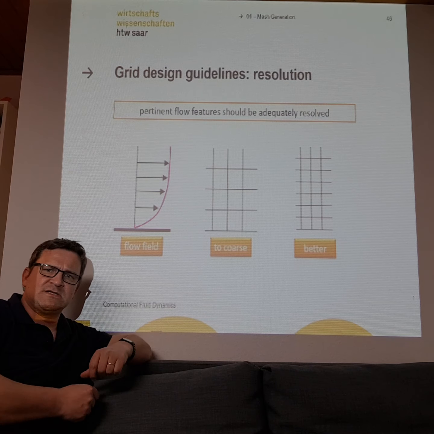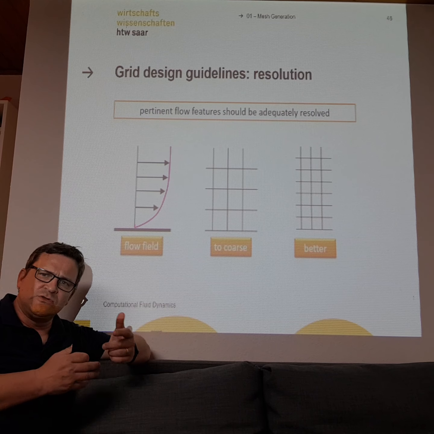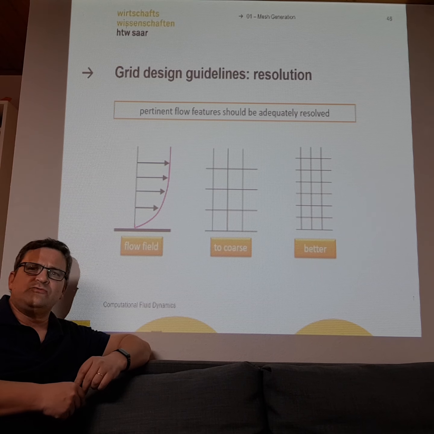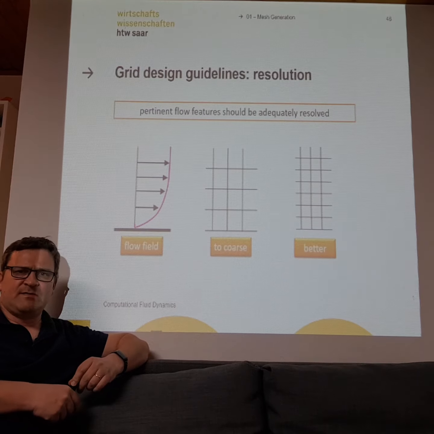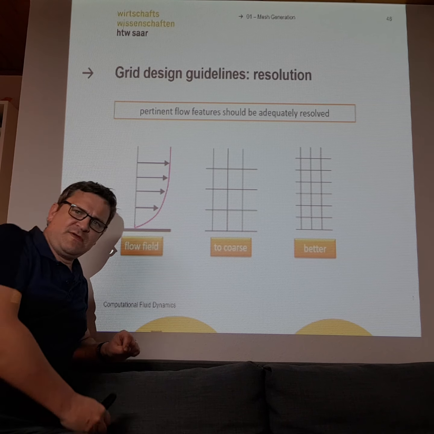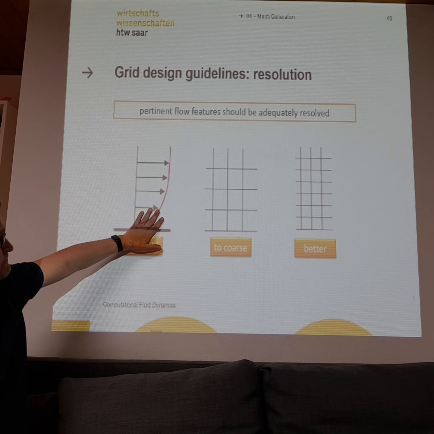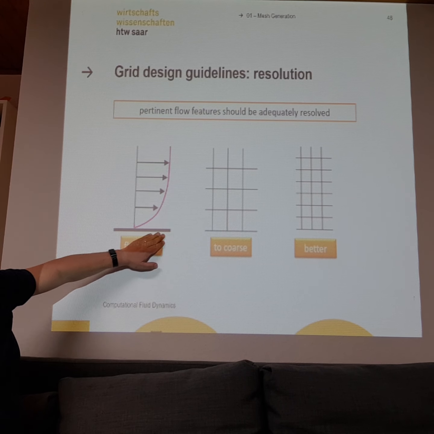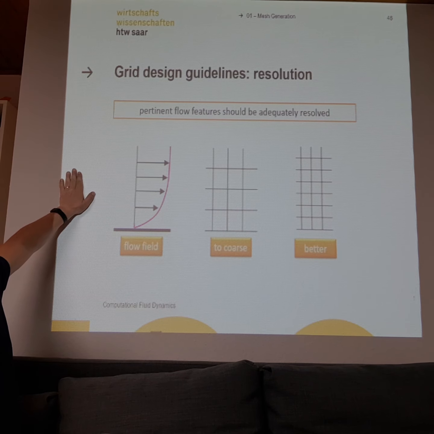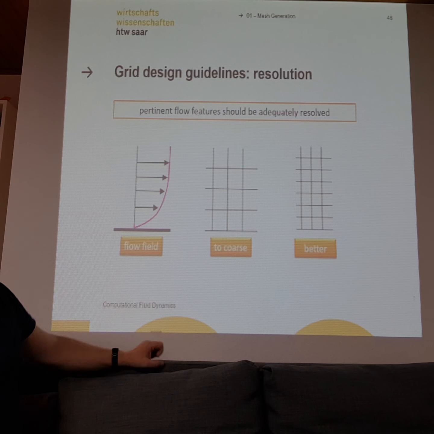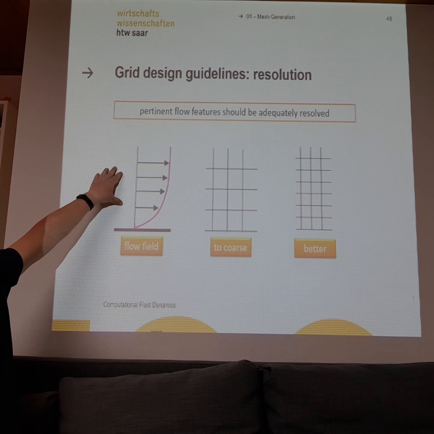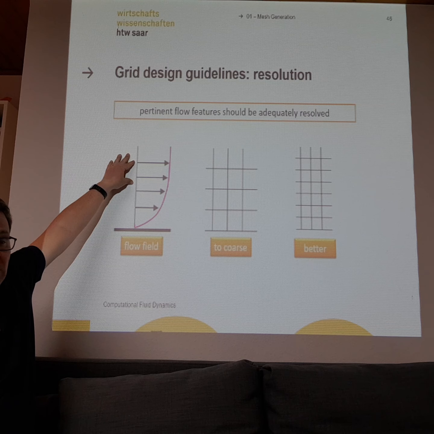Let's have a look at the resolution on boundaries of my mesh. If we look at a normal profile of a fluid flow field, for example, we have here a wall and the water comes from this side. What happens if we look into the middle of the fluid flow?